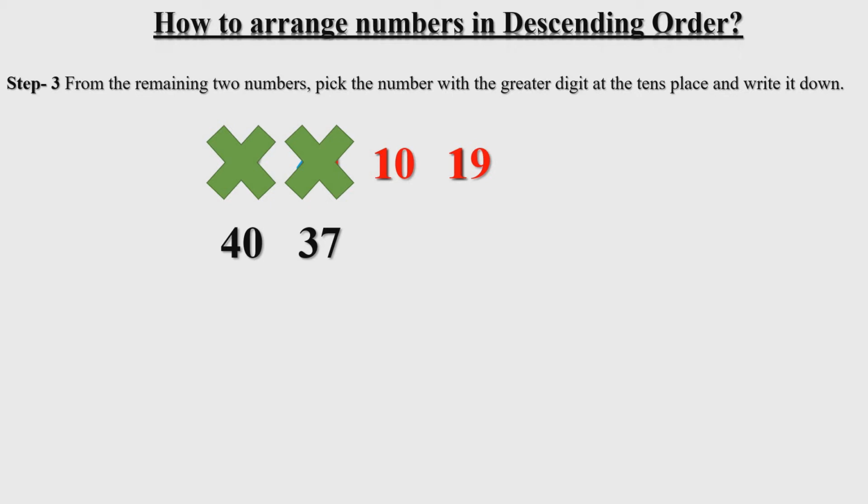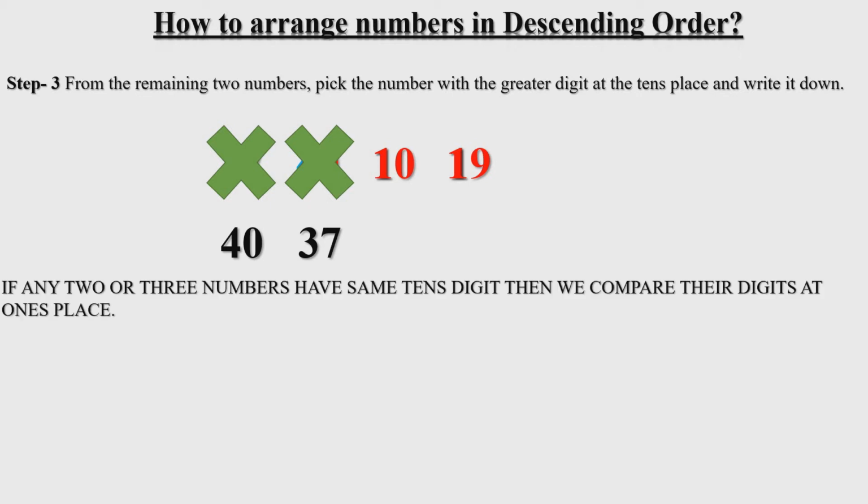आई एम टेलिंग. If any 2 or 3 numbers have same tens digit, then we compare their digits at ones place. Example, we have 2 numbers 10 and 19. इन दोनों नंबर्स के टेंस प्लेस के डिजिट्स सेम है 1. तो हम इनके वंस के प्लेस के डिजिट को कंपेयर करेंगे, which are 0 and 9. Which digit is greater? Yes, 9 of 19. So, we will write 19 in answer and cut it from the question.